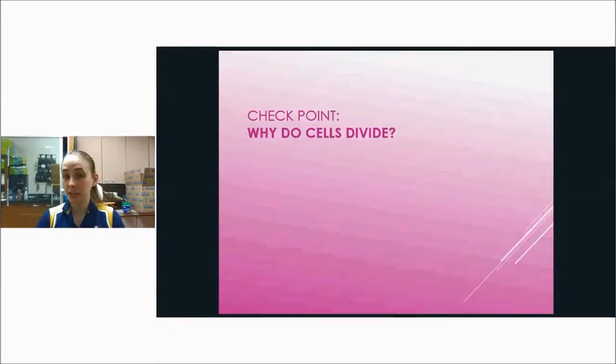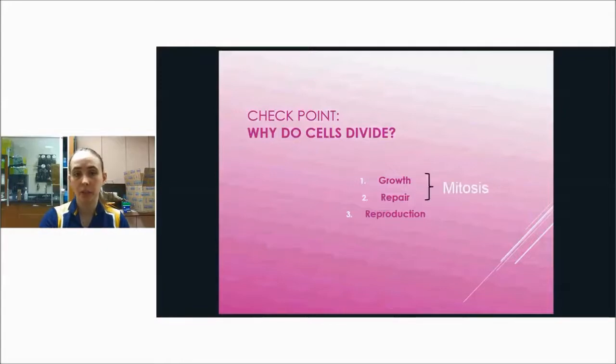So why do cells divide? You should be able to answer that. There were 3 reasons. If you cannot remember them, it was also on your review sheet. We talked about it in class, but go ahead and go back and try to figure that out. Growth, repair, replacement, reproduction. Okay, this is what I hope you were able to come up with. For mitosis, it's growth, repair, replacement, and for meiosis, reproduction.